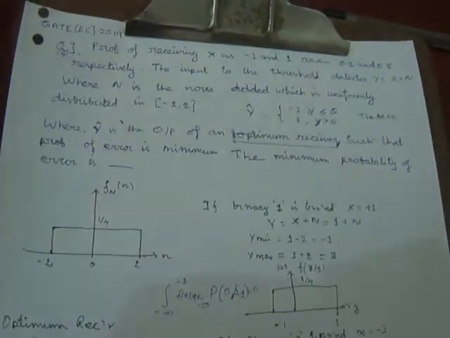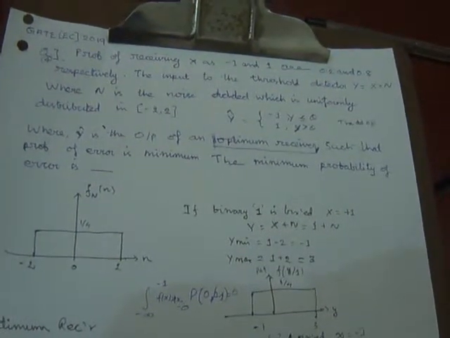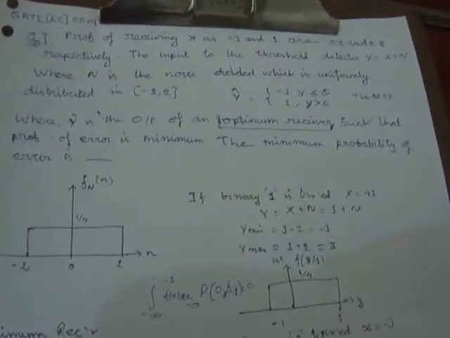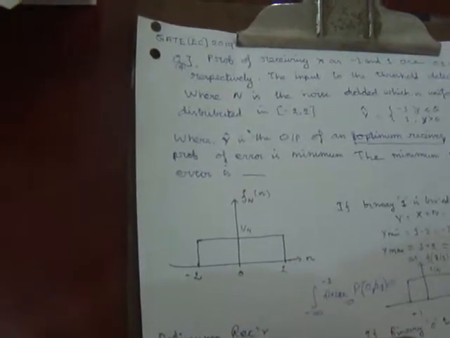And we know that the condition the optimum receiver should satisfy is the MAP criterion. The optimum receiver uses the MAP criterion.